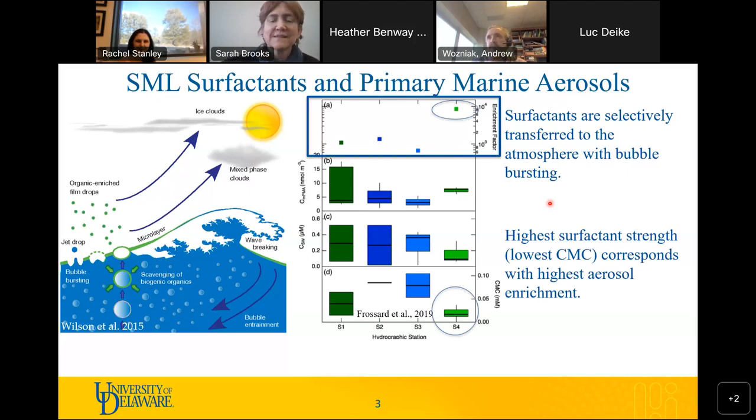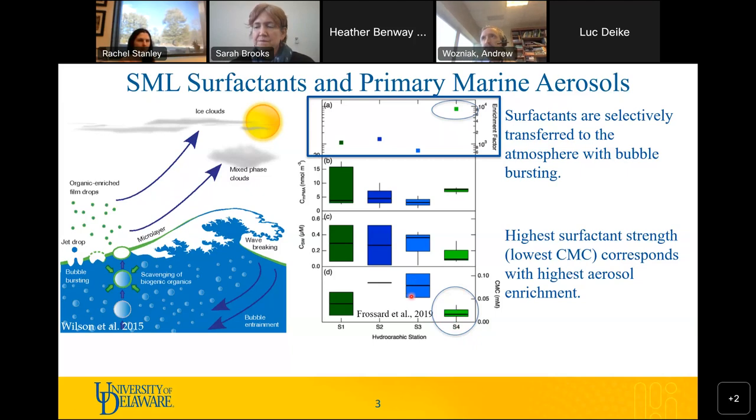Another really neat thing that Amanda's group did here is they measured a property of the surfactants called the critical micelle concentration. And the critical micelle concentration is a nice property because it gives us an idea of the quality or the strength of the surfactants that are present. Essentially, the CMC is the concentration at which surfactants can form a micelle. And so a lower concentration, like we see here in the highly productive station 4, is indicative of actually higher surfactant strengths compared to what we see in the Sargasso Sea.